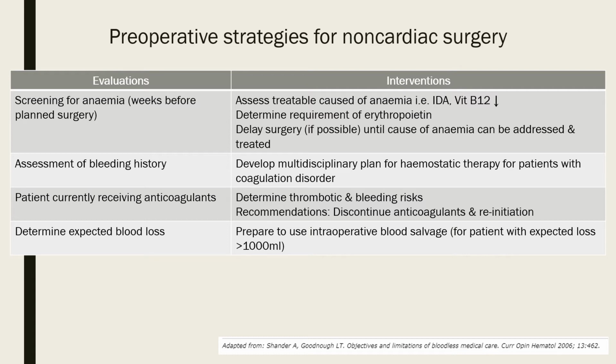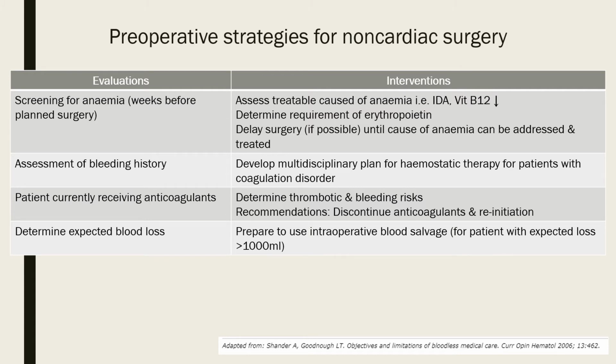Through this blood test, we are able to determine whether the patient is anemic or not. So the clinician will assess whether the anemia is treatable or not. For example, if it's due to a nutritional reason, then the patient is treated accordingly. At this point also, the clinician will determine whether there is a need for an erythropoietin stimulating agent to promote erythropoiesis. Okay, surgery may also be delayed until anemia is resolved.